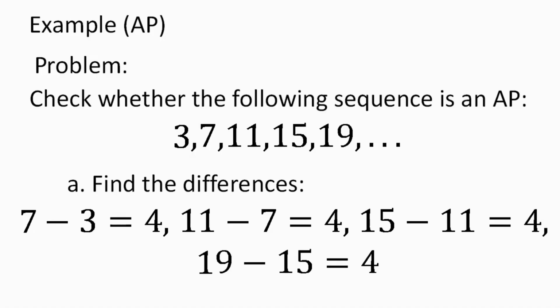Now once we have found the differences, we have to check the consistency. Here we see that the difference between any two consecutive numbers is the same, that is 4. Hence we conclude that the sequence is an arithmetic progression with common difference 4.